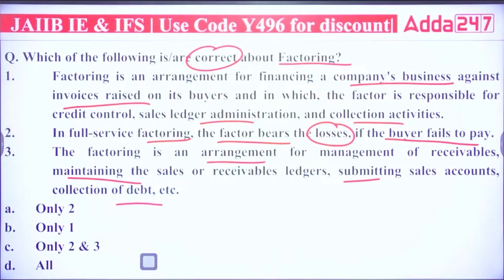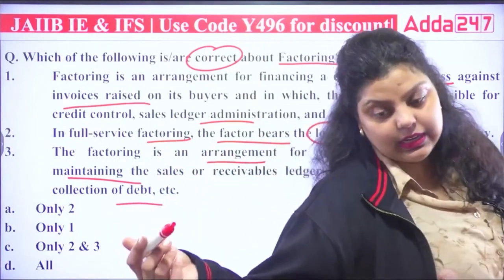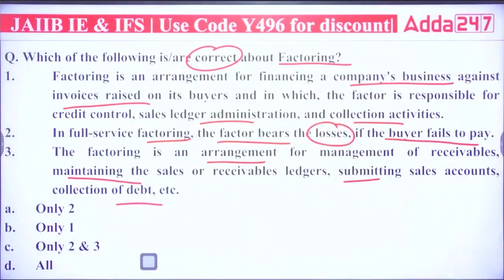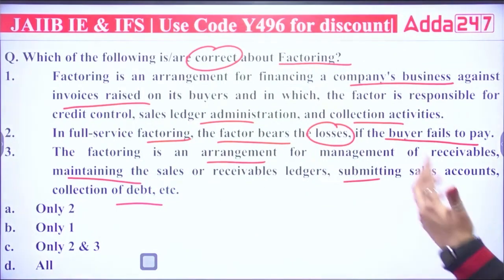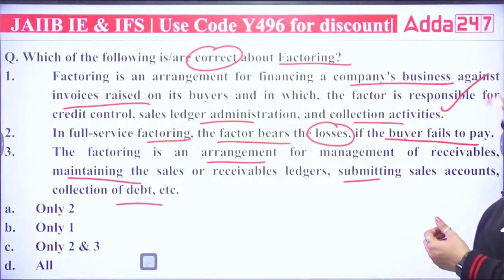So factoring is actually a facility that a bank provides to its customers, sellers or clients, so that they get an easy credit facility to continue their business or their new contracts. Apart from that, it also helps in credit control, in sales ledger administration, and in the collection activities as well. So the first one is correct.